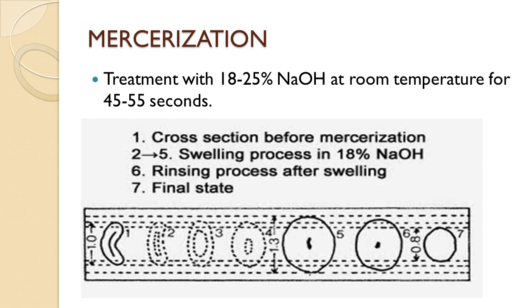Number 6 is the rinsing process after swelling. We need to remove the residual alkali from the cotton, so rinsing with water several times is done. And at last, number 7 is the final state, where we observe that the cotton fiber has been converted into circular form. The cross section is converted into a round form.